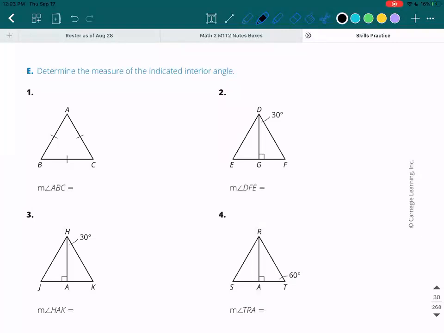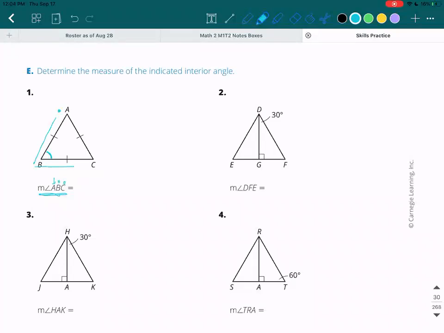Okay, so for part E, we are determining the measure of the indicated interior angle. Let's take a look at what they even want out of us. They want the measure of angle ABC. Straightforward. We start at A, go to B, and then go to C. So we want the measure of this angle.